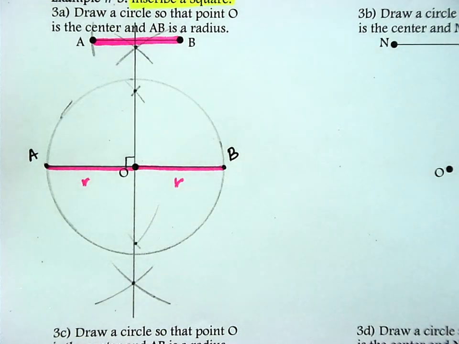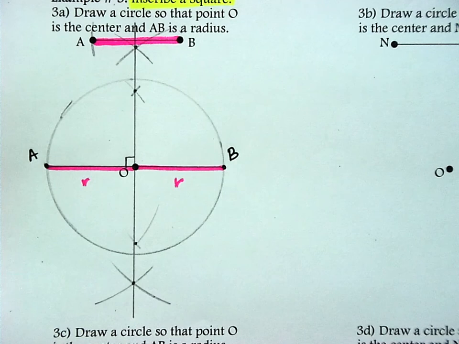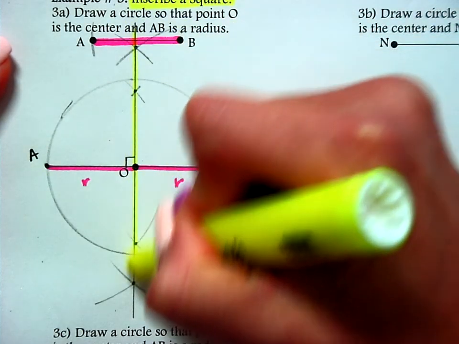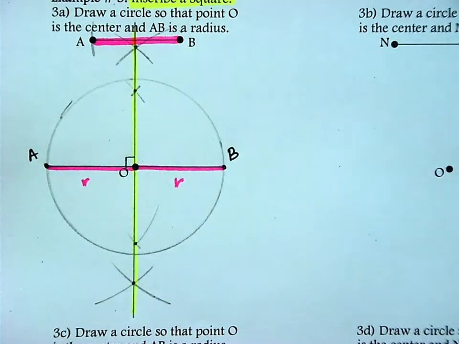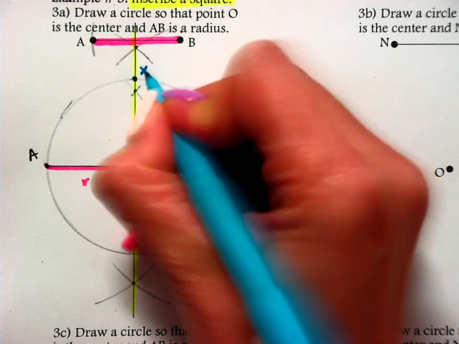Here is the most important part that a lot of kids miss, because following directions is one of the most essential skills. And this step is missed a lot because sometimes we're not hearing what I'm saying. The line that we just created is a perpendicular segment. I want you to find the intersection of the line, the yellow line, with the circle. Here it is. It's at X.